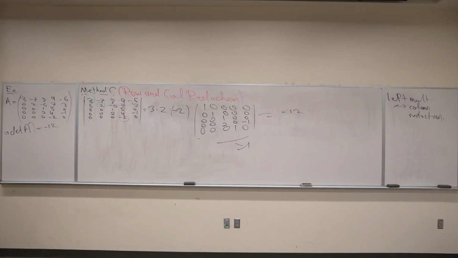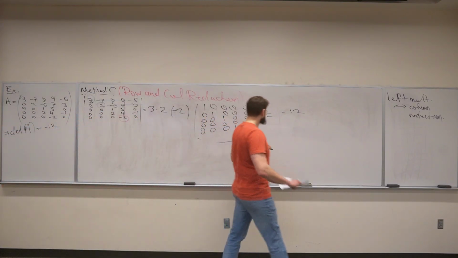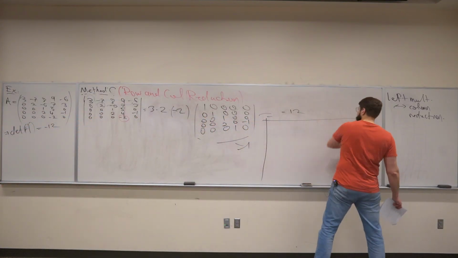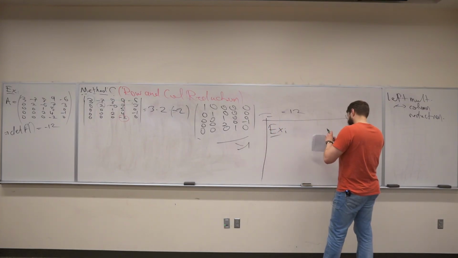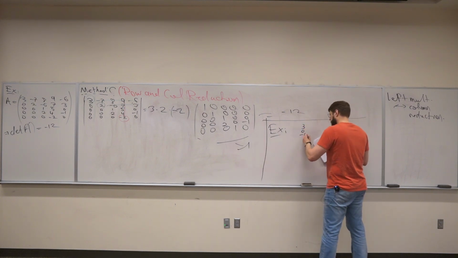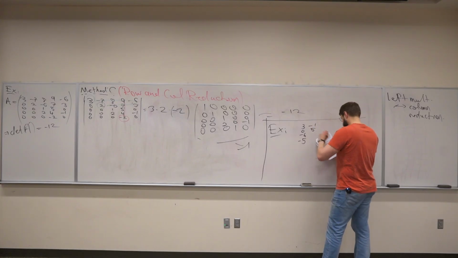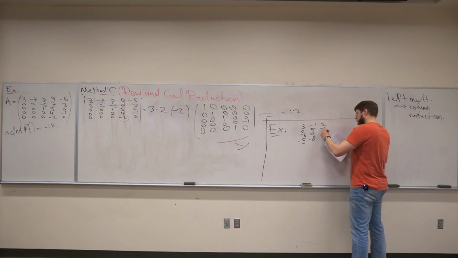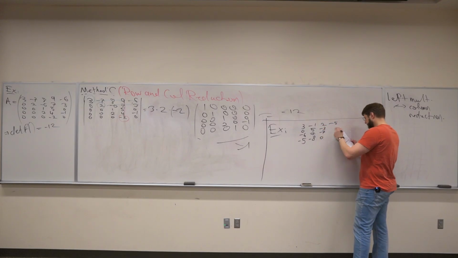Okay, let's do one final example, and then we'll switch over to vector spaces. It's a 4x4 this time. -5, -6, 4, 9.